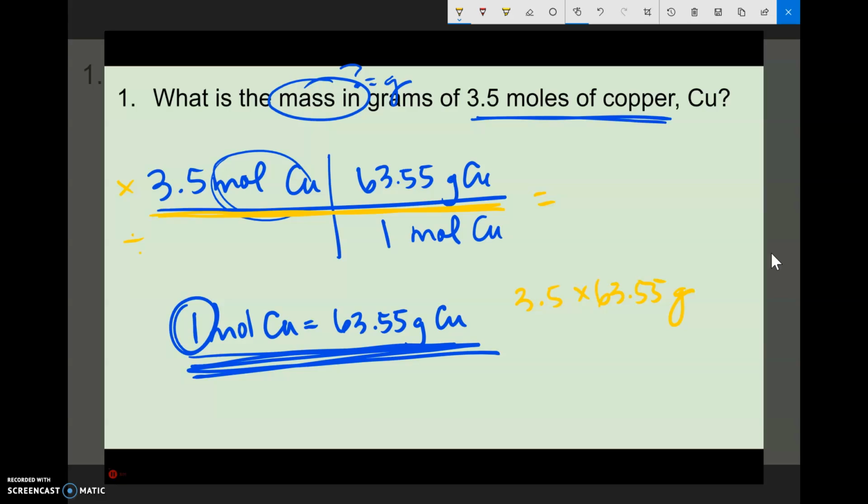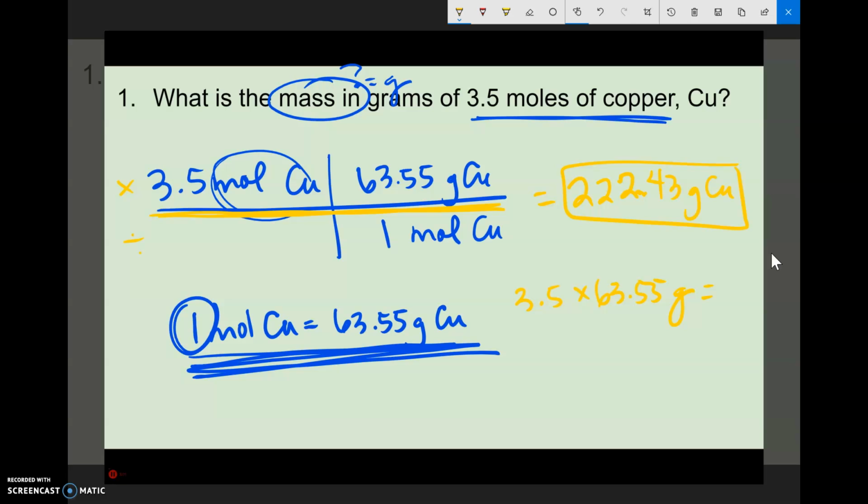If we have 3.5 puppies, that's kind of gross and morbid, but 3.5, and they each weighed or had a mass of 63.55, you just multiply. Okay, you're going to want to multiply that, and when we do that, we get 222.43 grams of copper. That's the mass of 3.5 moles of copper.